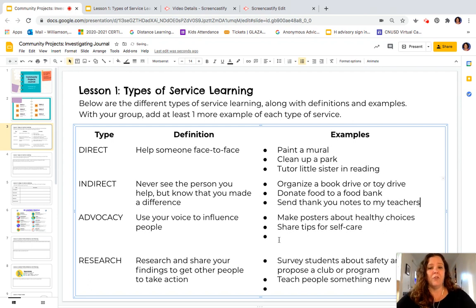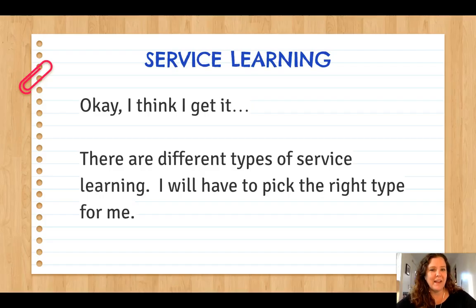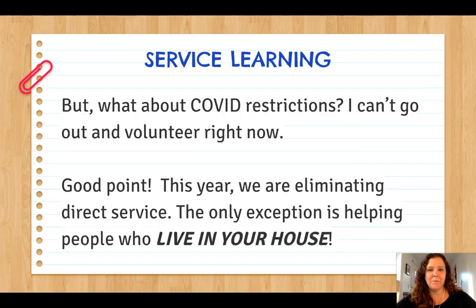And so on. So here, I want you to come up with ideas for advocacy and research, and then you are finished with this activity for lesson 1. Okay, so I think I get it. There's different types of service learning, and I'm going to have to pick the type that's right for me.